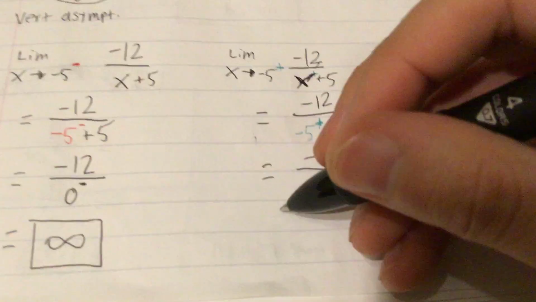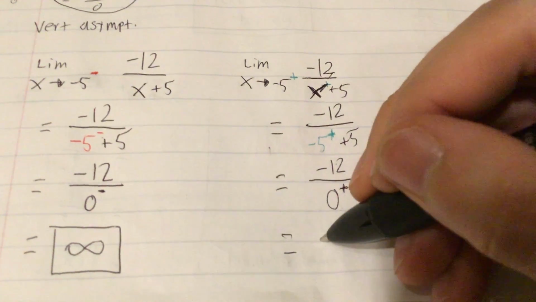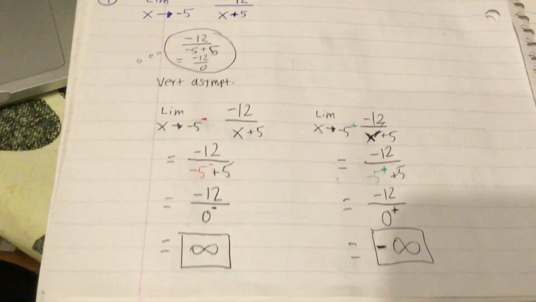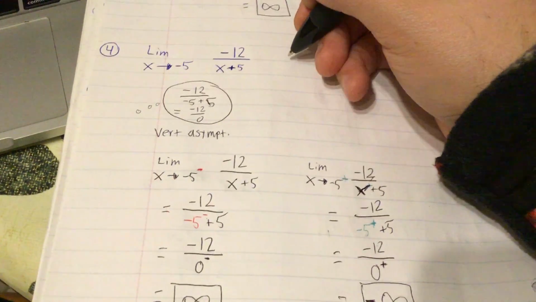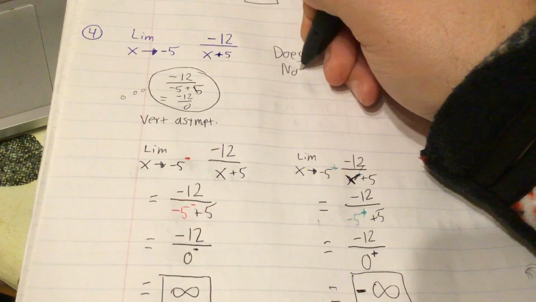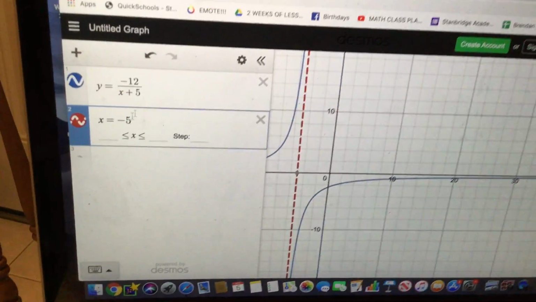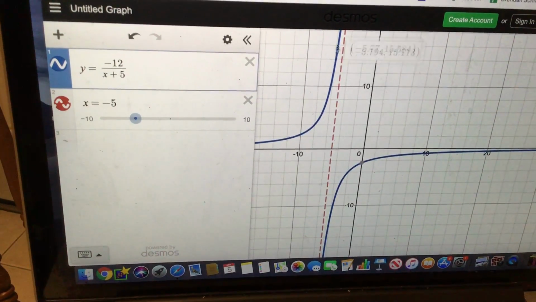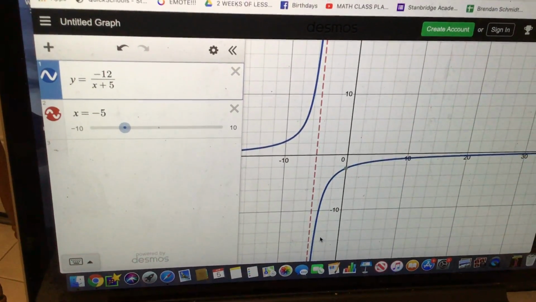Now let's analyze this graph. -12 divided by the right side of 0. So a negative divided by a positive is a negative, and 12 over 0 is infinity. Therefore, the left-hand limit goes to positive infinity. The right-hand limit goes to negative infinity. Therefore, the limit as x approaches -5 does not exist. Showing the graph really quick. Let me just shift it over to the left. Notice that at x equals -5, they go to positive infinity from the left and negative infinity from the right. Therefore, the limit does not exist.